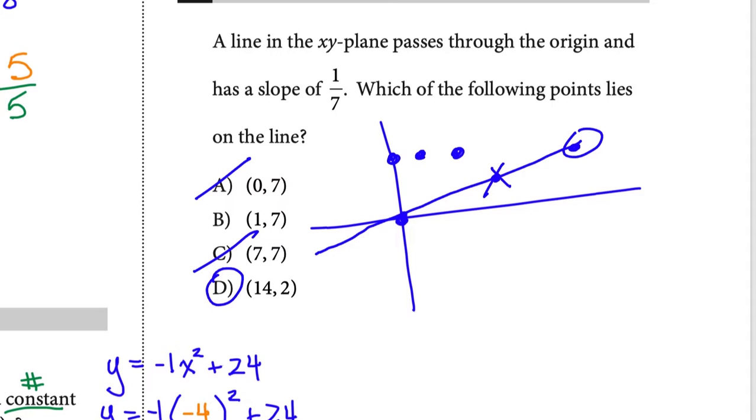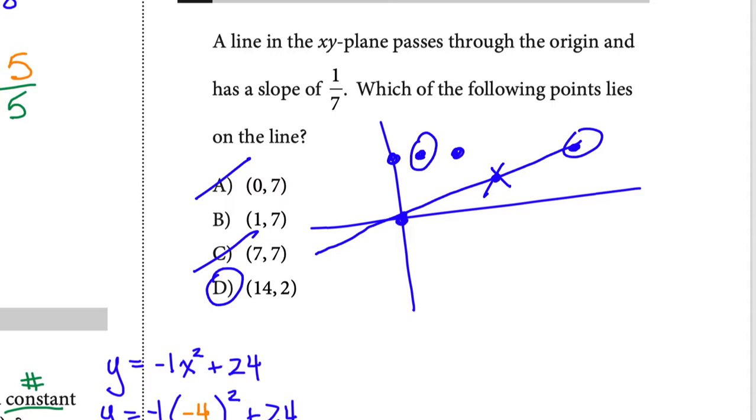They pulled the trick on us. Oh, okay. I get it. They did double D's back to back. So it's not B. 1/7 is right there, which isn't on this line. If it was 7/1, then it would have been correct.